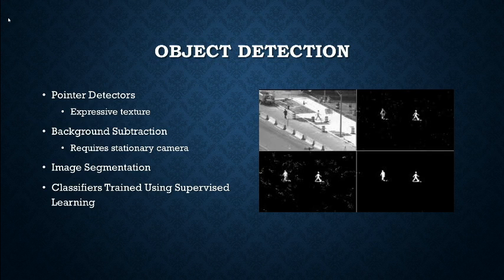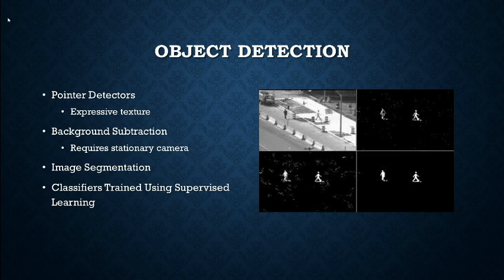Another form of object detection is background subtraction. This requires a stationary camera, because the background has to be stationary for you to do this. But basically the concept is you keep a model of the background from previous frames of the video, and you store it, and then in subsequent frames you subtract that background, and what you're left with is the moving objects in the image. That makes it a lot easier to find objects because you've already subtracted out everything that isn't an object in the image.